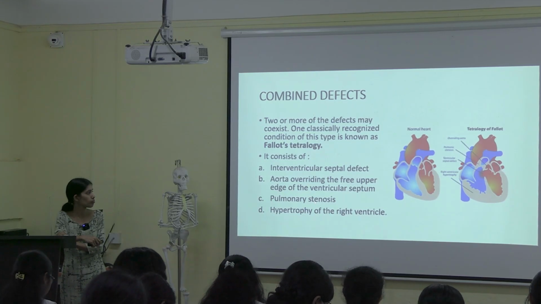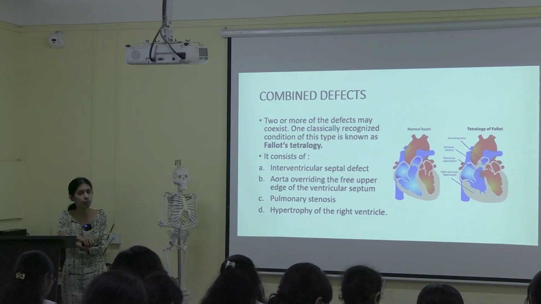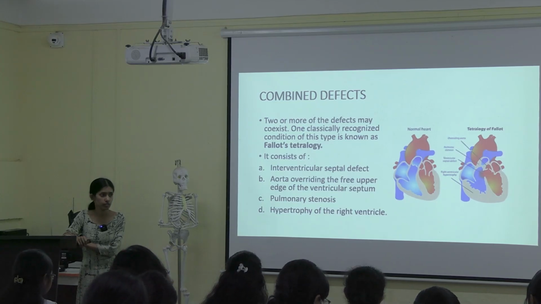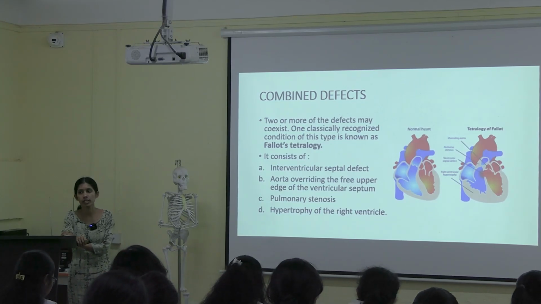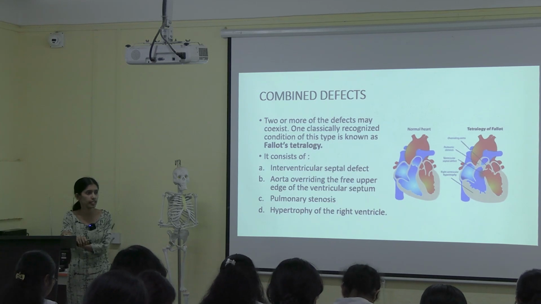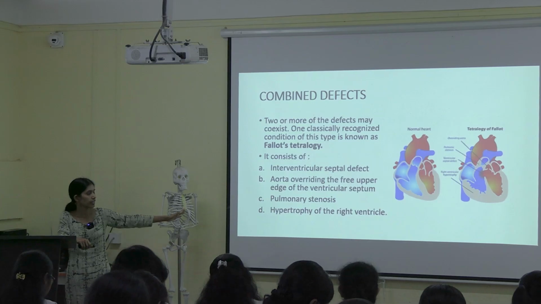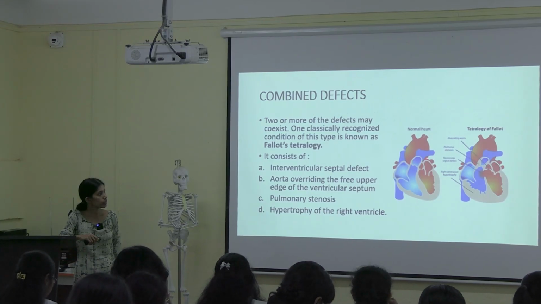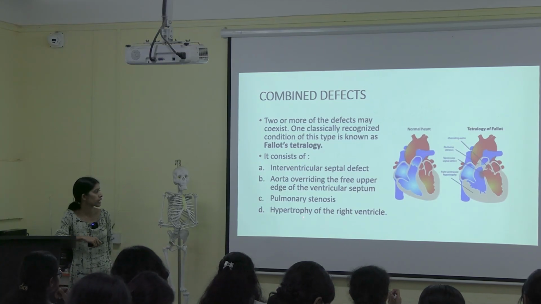Okay, next we have pulmonary stenosis. What do you mean by stenosis? The word constriction. That means the decrease in the diameter of the particular structure will take place. That is called stenosis. In this condition we can see the pulmonary stenosis. Here, pulmonary stenosis, this part. You can clearly see the difference from this to this. Okay, and the last condition is hypertrophy of the right ventricle.